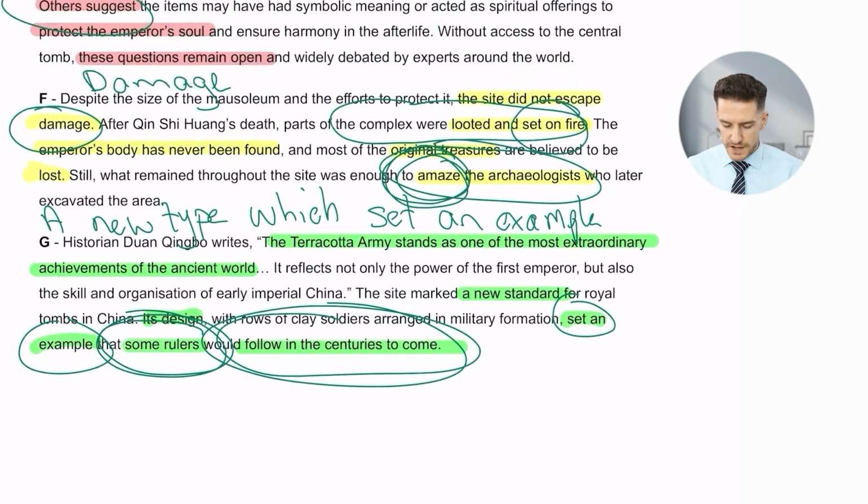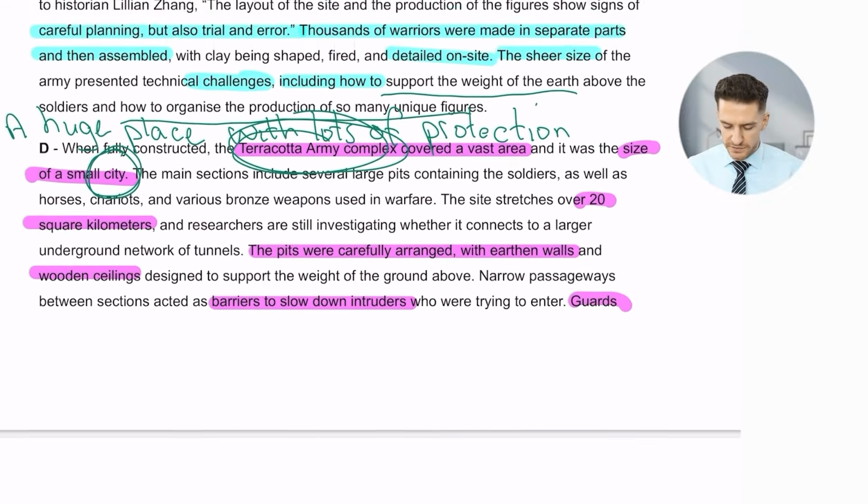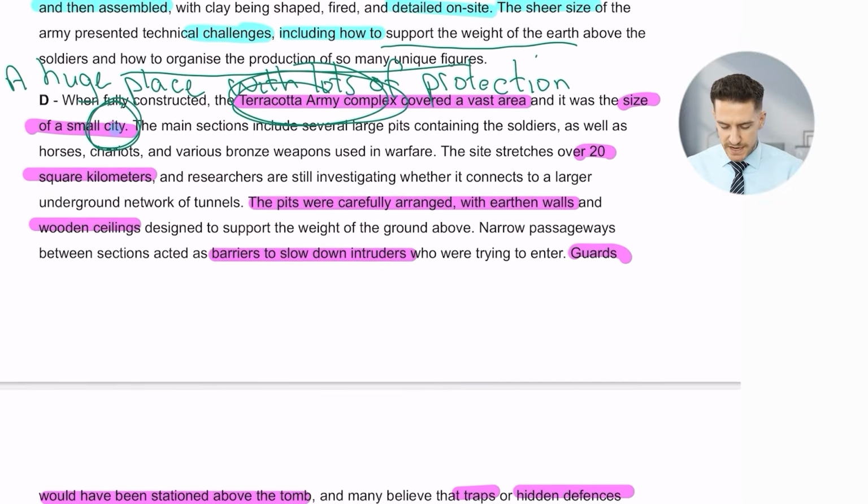So let's go back up and go back to paragraph D. So the last answer was here, city. Let's keep going. The site stretches over. Researchers, that has a similar meaning, are still investigating whether it connects to a larger underground network of tunnels. Okay, that's beneath the surface. There we go. That looks good. Tunnels is a noun.